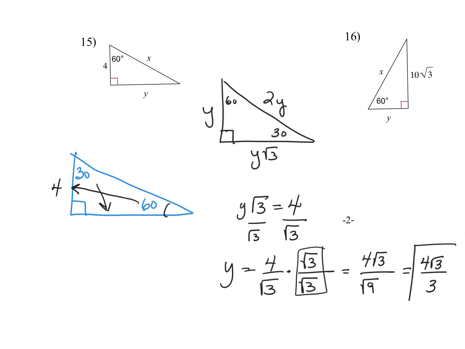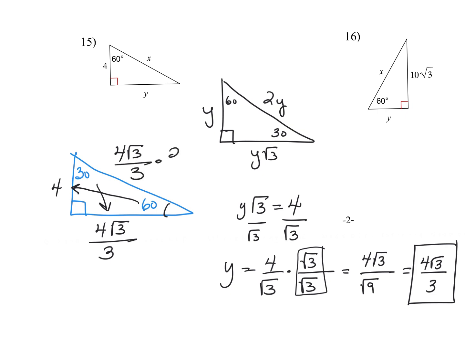Okay, and so this, that value here, that's my y value, and the value of the side opposite the 30-degree angle. Now to double this for the hypotenuse, all we have to do is multiply this 4 square root 3 over 3 times 2.